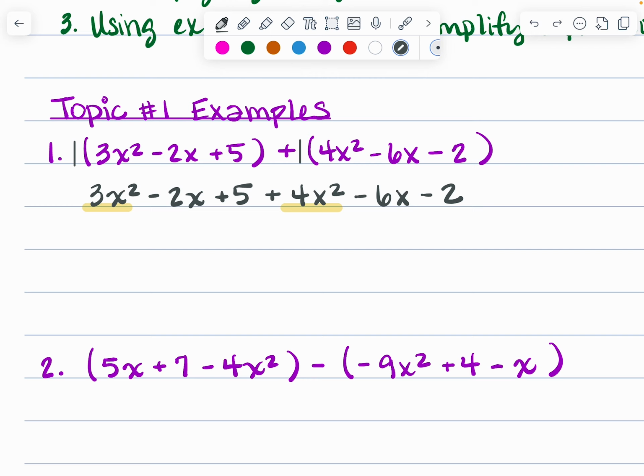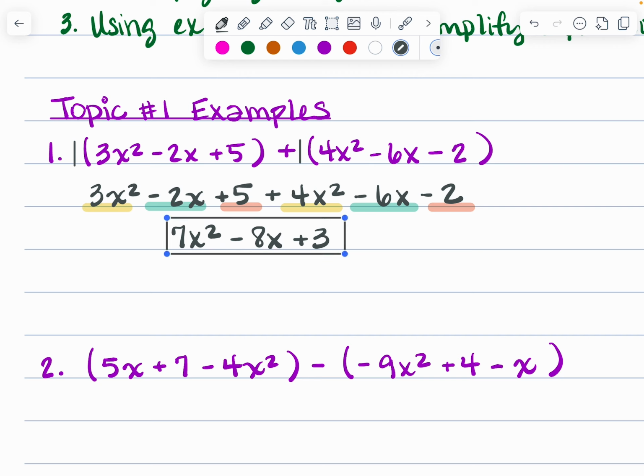I have 3x squareds plus 4 more x squareds, which is going to give me 7x squareds. All right, and then we have negative 2x's minus 6 more x's, which is going to give us negative 8x's. And then, sorry, I'm taking the time to highlight here, positive 5 and a negative 2, that's going to give me positive 3 when I combine like terms. And there we have it, right? That is our new polynomial expression after we combined all our like terms.